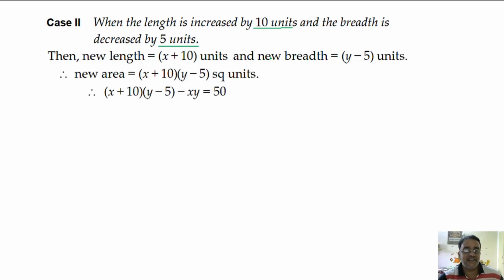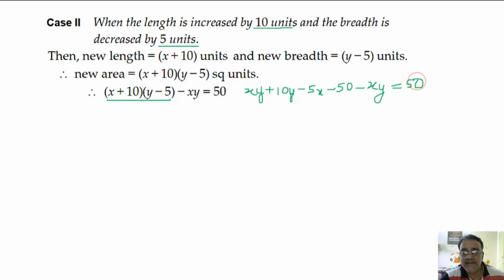So we'll get (x plus 10) into (y minus 5) minus xy is equal to 50. Or you can write new area is equal to old area plus 50. Now open this bracket. So what will we get? xy plus 10y minus 5x minus 50 minus xy is equal to 50.